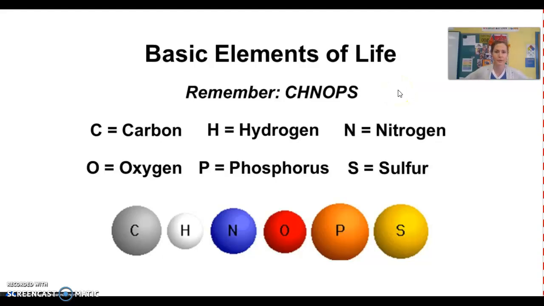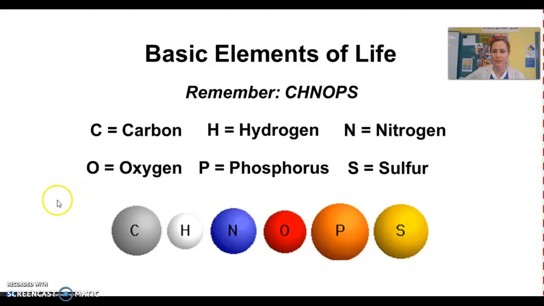So when we talk about the basics of life, all organic material is made up of these 6 elements, and we can abbreviate or think of them as SHNOPs. So carbon, hydrogen, nitrogen, oxygen, phosphorus, and sulfur are the main components of life. So everything that's making up your body right now is mainly these 6 elements.